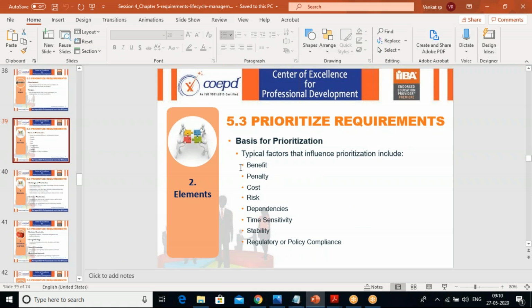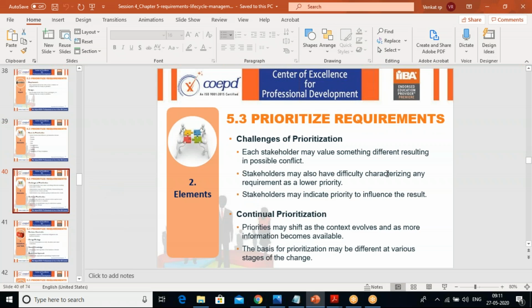One such factor can be benefit. What is the benefit of doing it early? Or penalty, because if you don't do it, you lose so and so. That is the penalty. And cost: based on low cost, generally requirements will be given more priority. And based on the risk, if the risk is high, first of all we have to understand where the risk lies, then accommodate that particular risk and take it forward. And dependencies, time sensitivity, and stability of the application depend on these types of requirements. So these are considered.